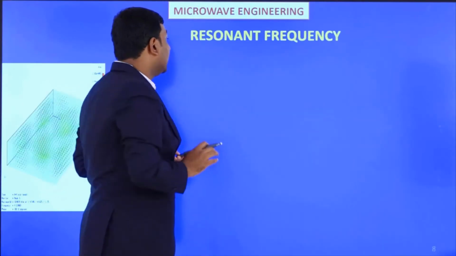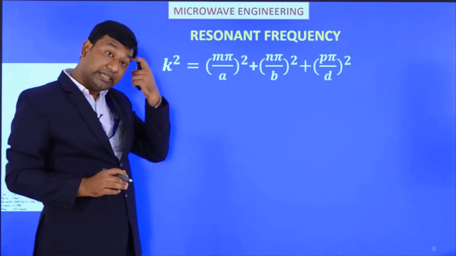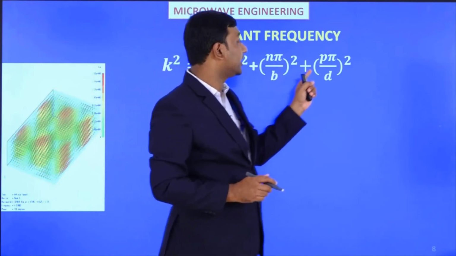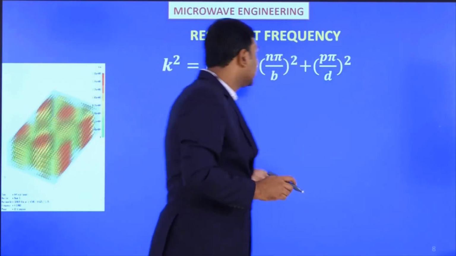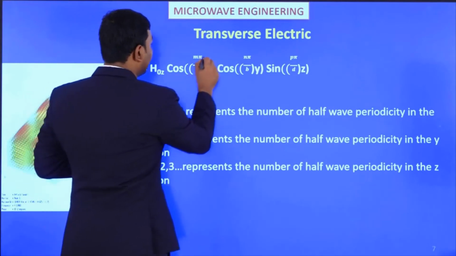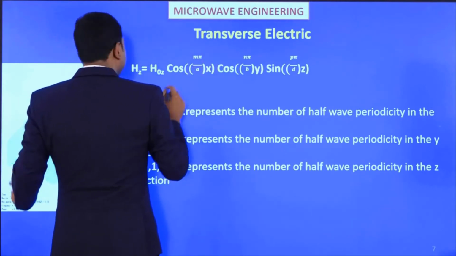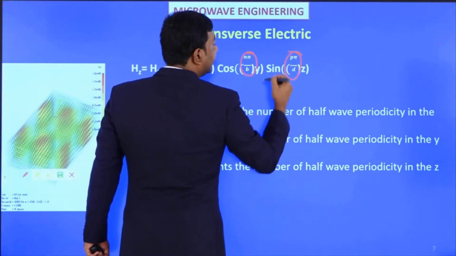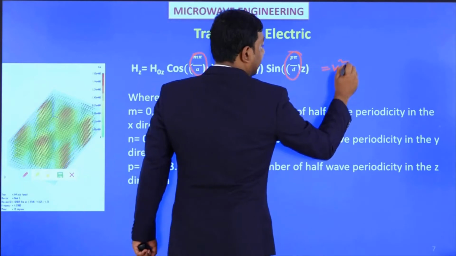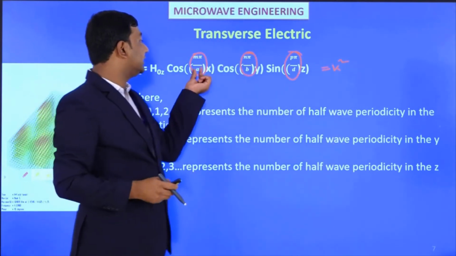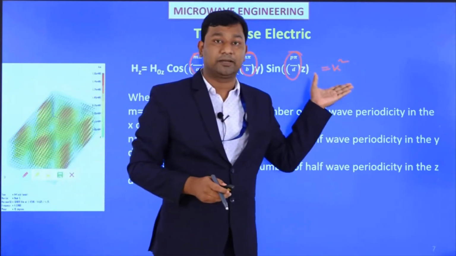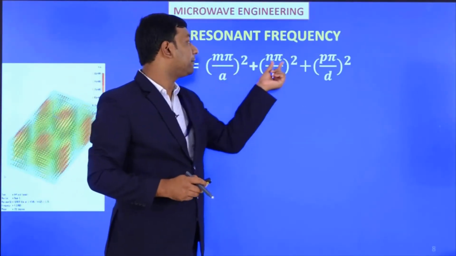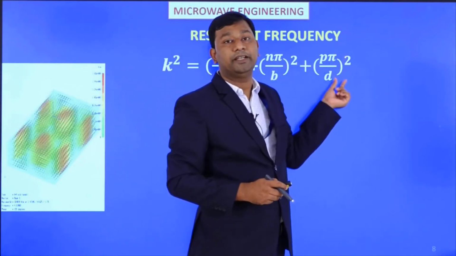So for the resonating frequency, k square equals m pi by a whole square plus n pi by b whole square plus p pi by d whole square. So it is coming from this particular equation. Earlier we considered this square plus this square equal to this particular term, but in this case, the k square will be m pi by a whole square plus n pi by b whole square plus p pi by d whole square.